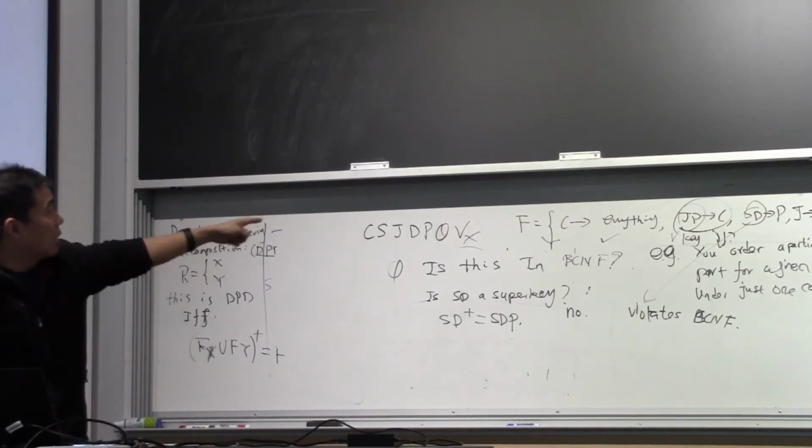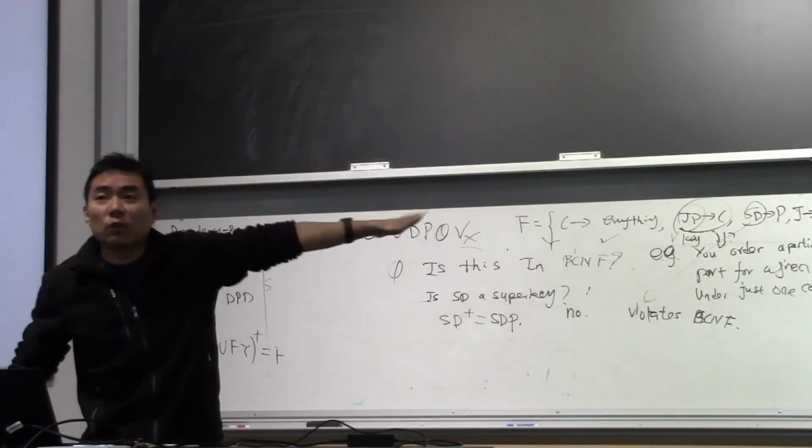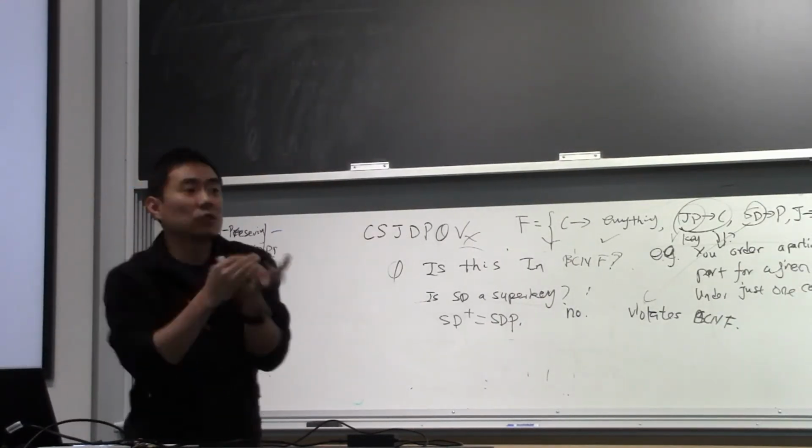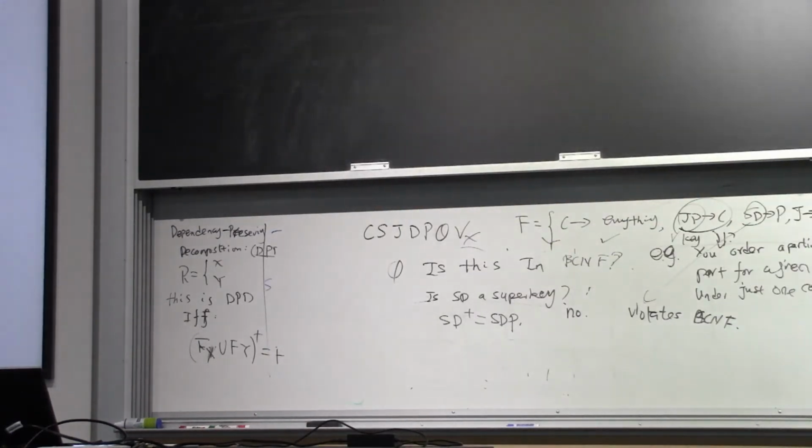In other words, SD determine P introduces redundancy to your schema. If you stick with this design, you're going to end up with insertion, deletion, update anomaly. All these bad things we talk about. You follow this?